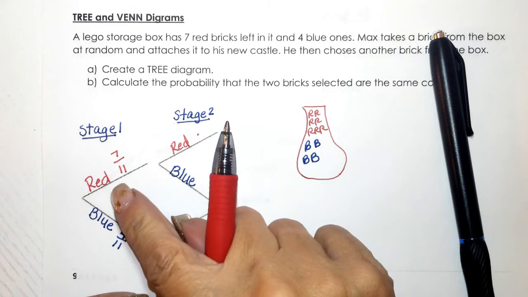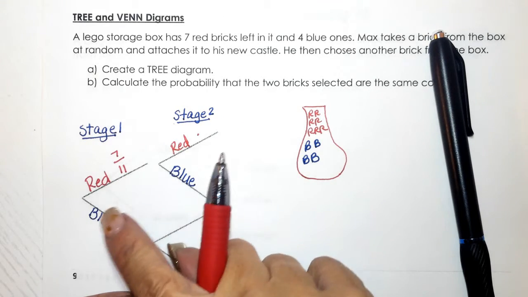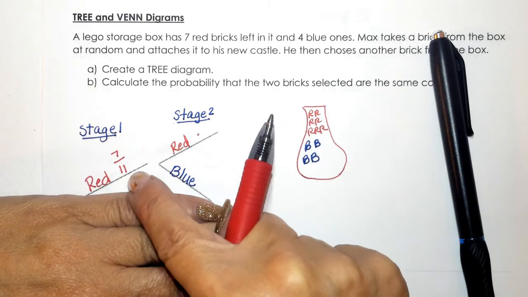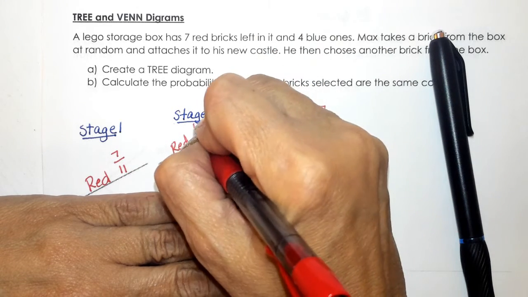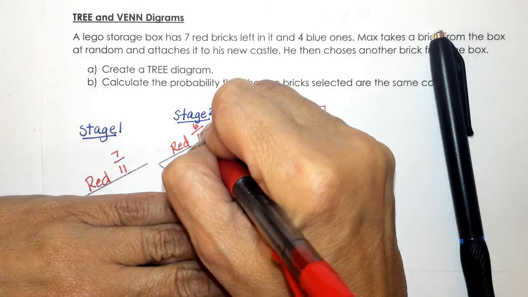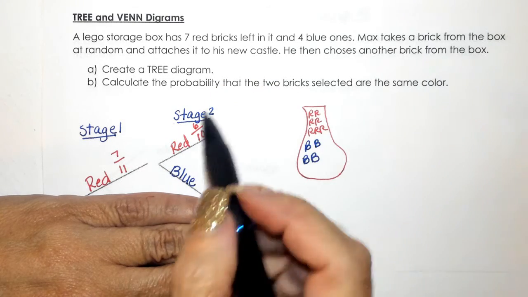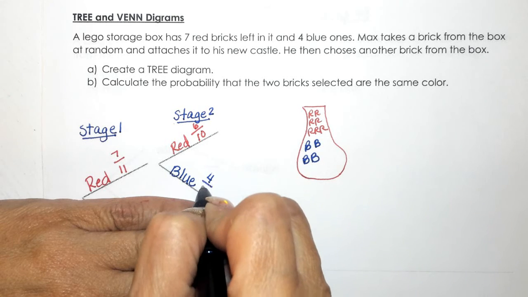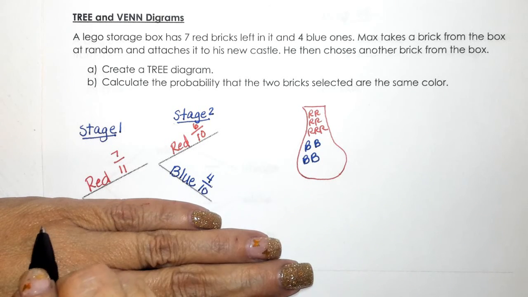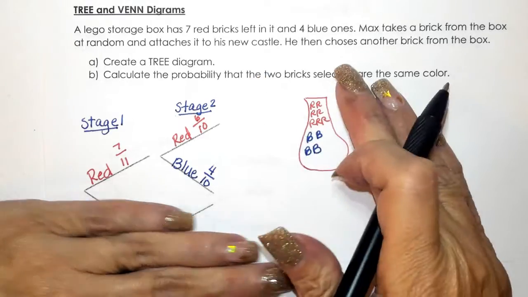And the 10 that I have left, how many are red? Well, stage 1 says I picked a red one out. So now I only have 6 red left out of the 10 bricks. But I still have all 4 of my blue ones, but I only have 10 bricks left. Okay, that was if we stayed up here.